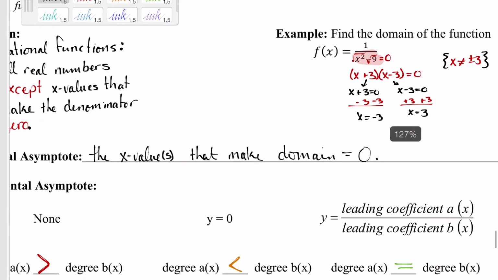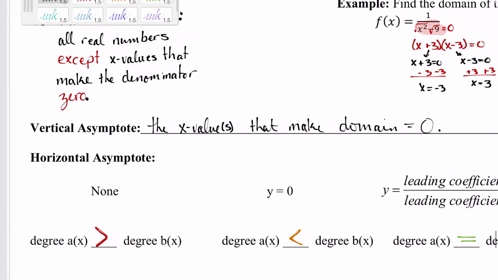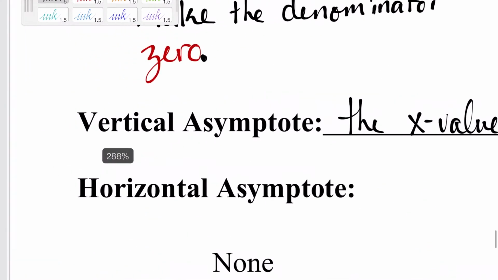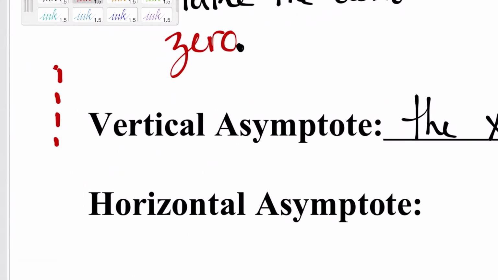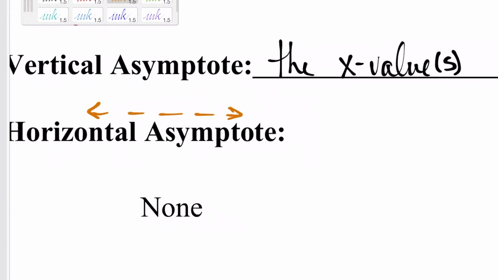When we have these areas where we cannot plug in a certain number because we would be dividing by 0, this creates a vertical asymptote. So it's whatever x value or values make the denominator equal to 0. We also have horizontal asymptotes. Vertical asymptotes are the up and down lines. They're dotted and imaginary because they're not part of the graph itself, but it's like an invisible barrier that you cannot cross. Horizontal asymptotes go along the horizon. Again, they are not really there. They're just a line that you cannot cross, so we represent them with dotted lines.